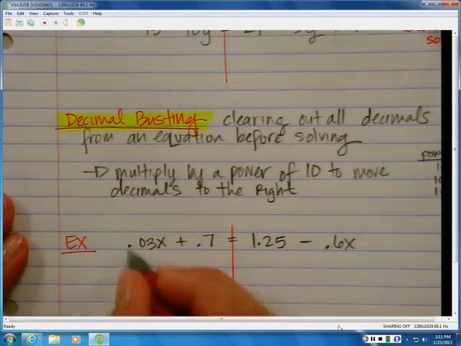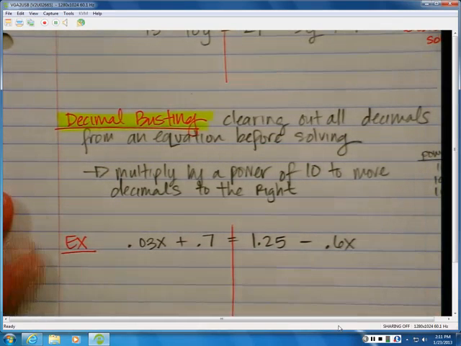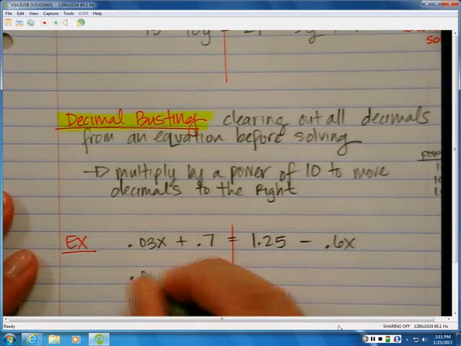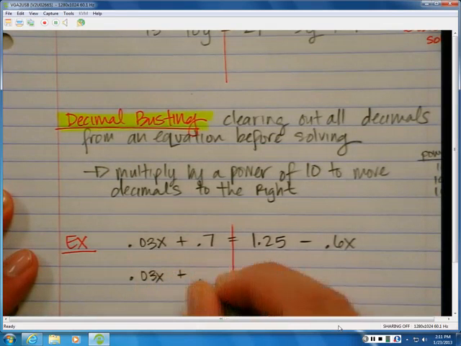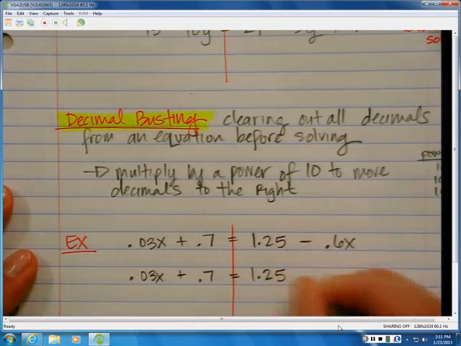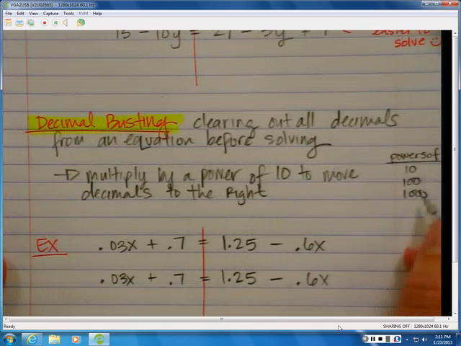I need to pull this 2 scoops to the right, which means in order to move something 2 scoops to the right, I'm going to have to multiply by 100. 3 scoops to the right would be multiplying by 1,000. 1 scoop to the right would be multiplying by 10. It really goes back to how many zeros you have. 10 pulls it 1 to the right. 100 pulls it 2 to the right. 1,000 pulls it 3 to the right. Okay.